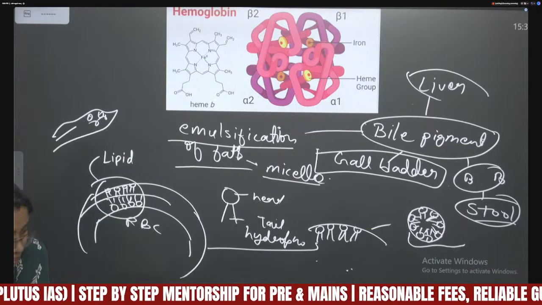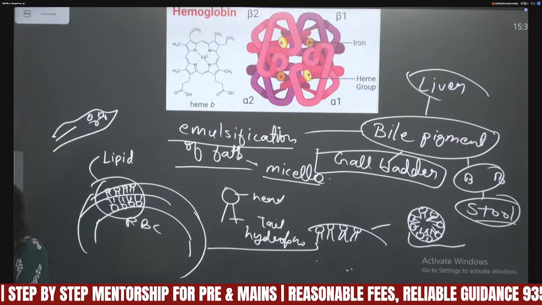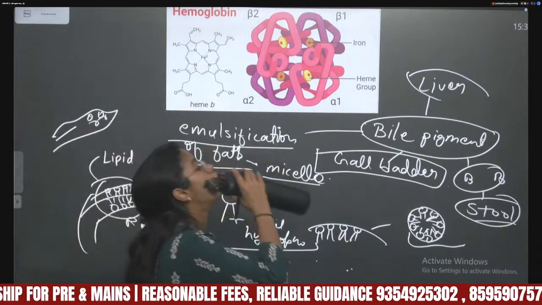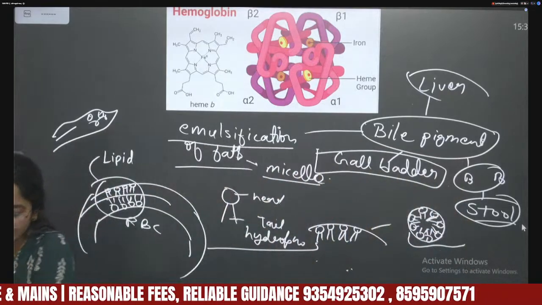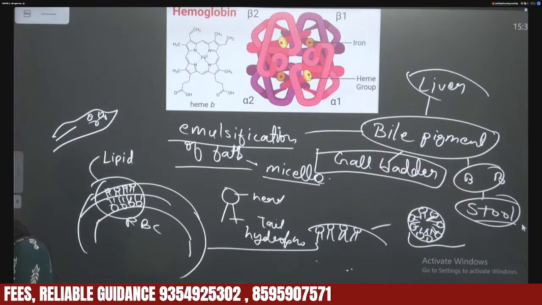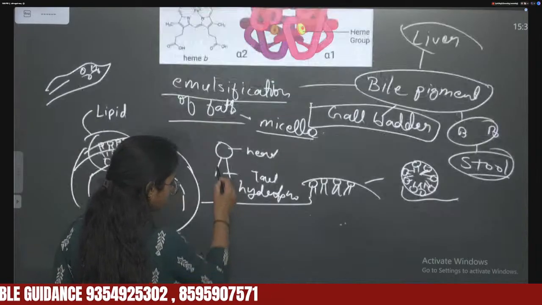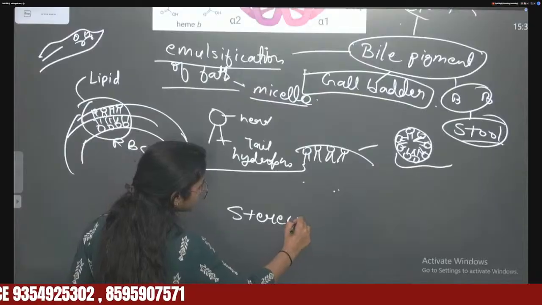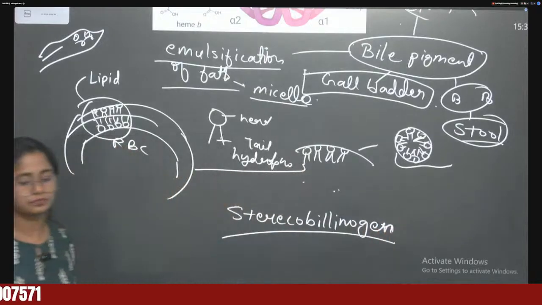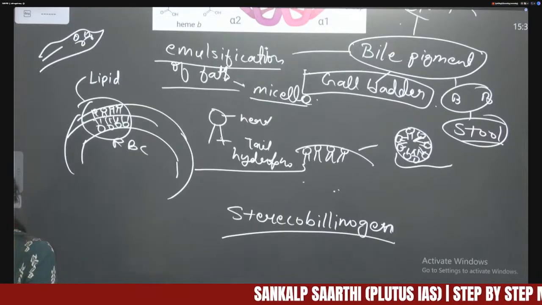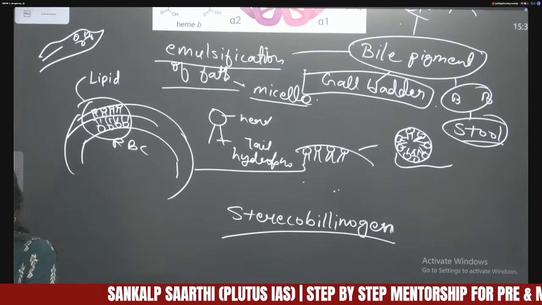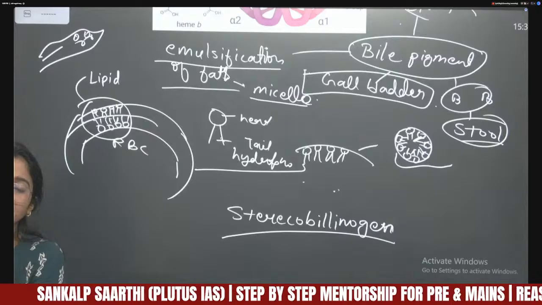In large intestine, soluble slash conjugated bilirubin converted into stercobilinogen, that is responsible for providing specific color to the fecal matter.